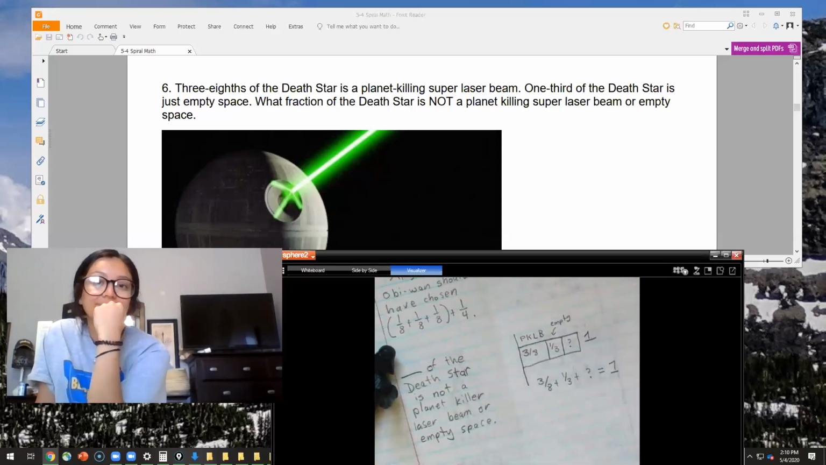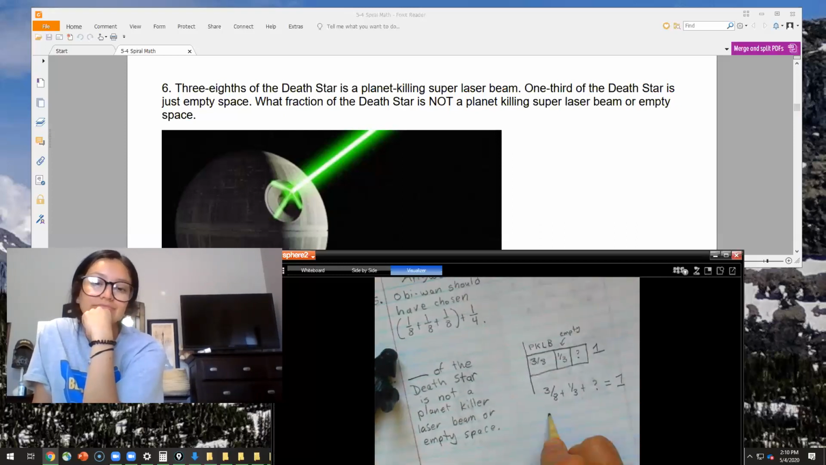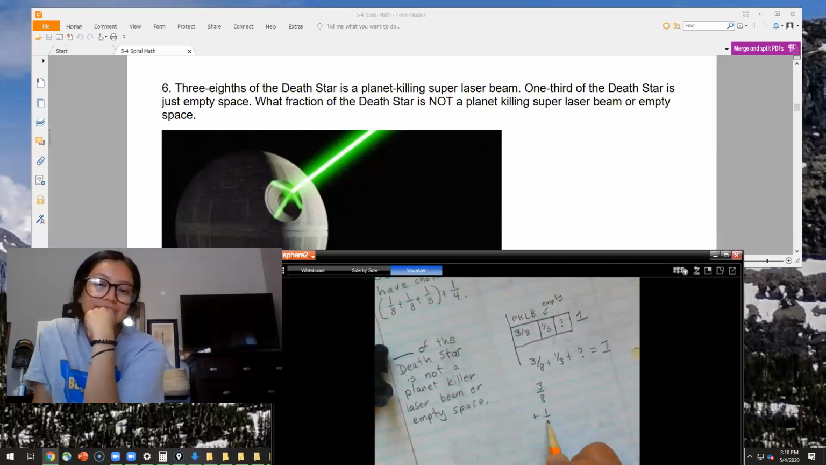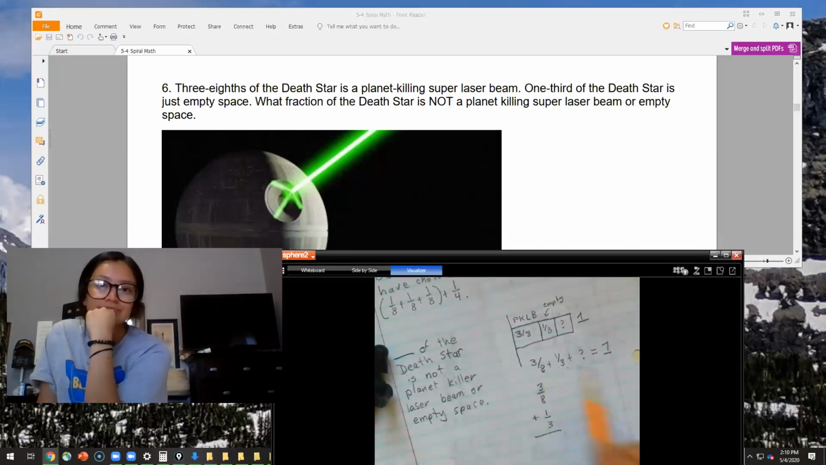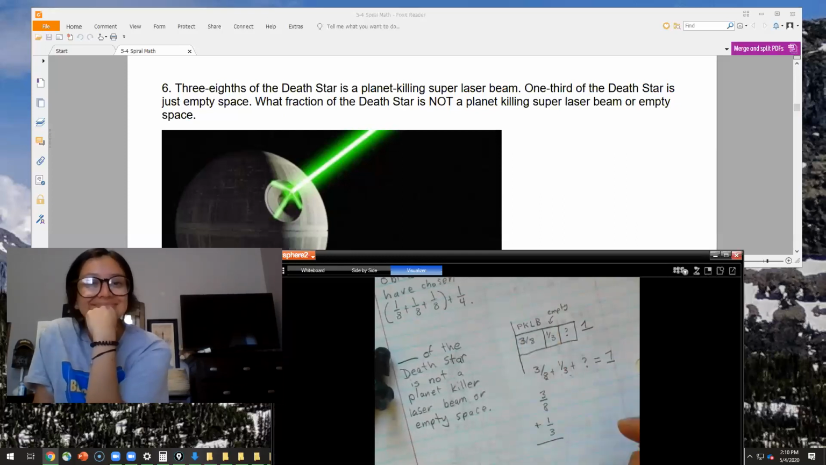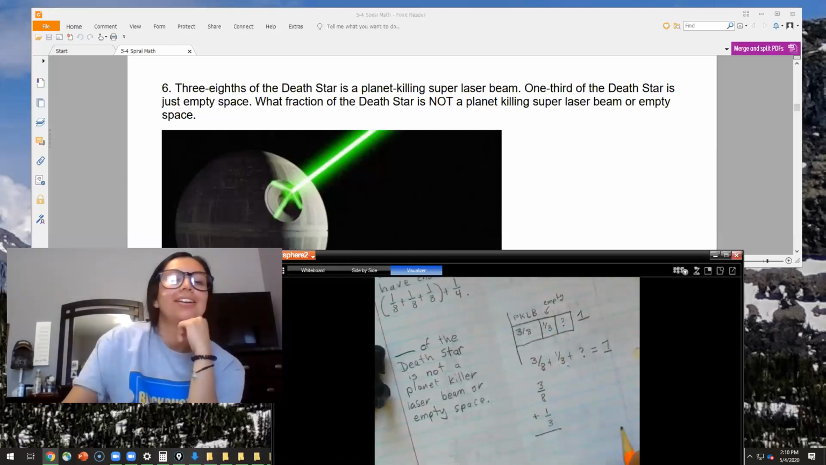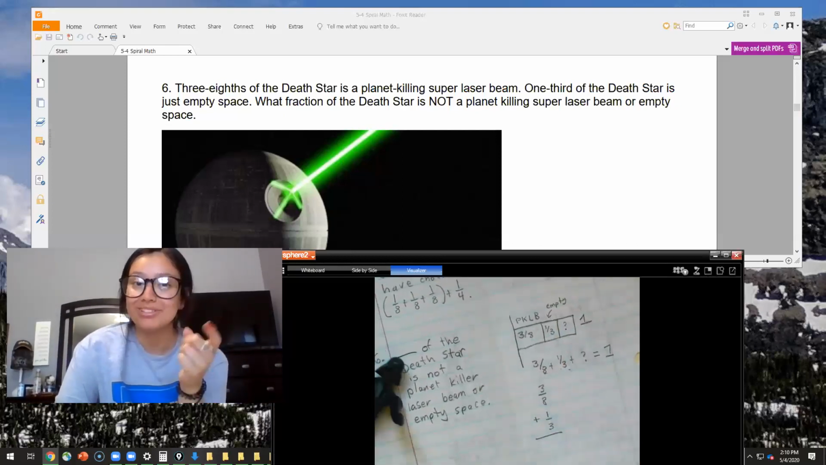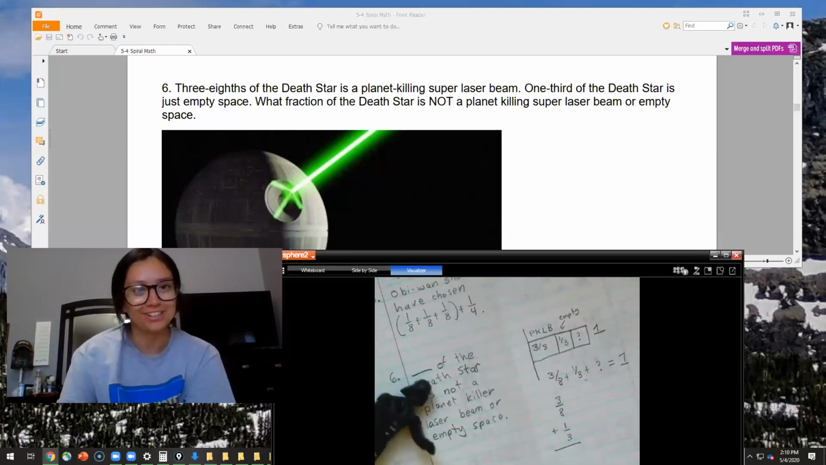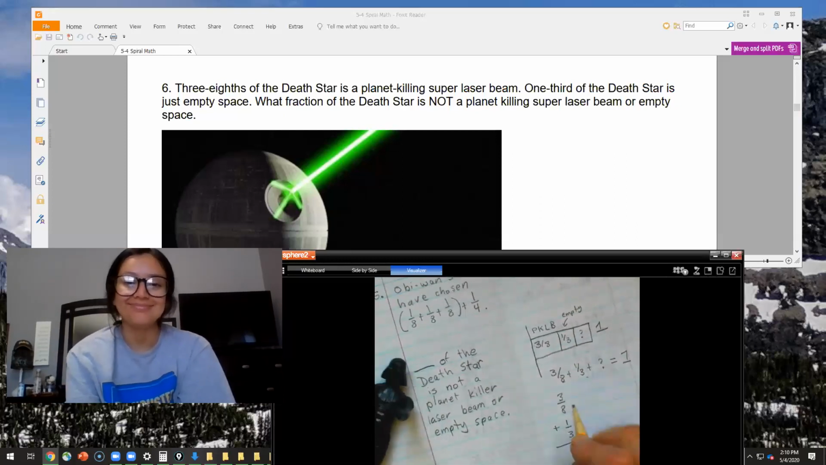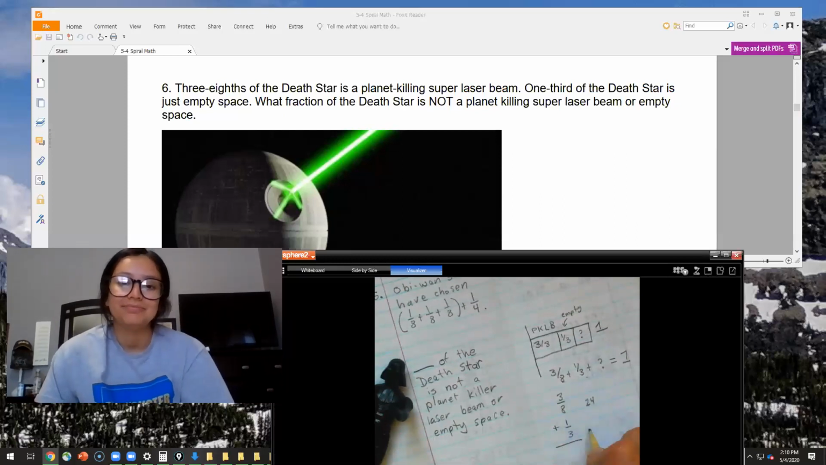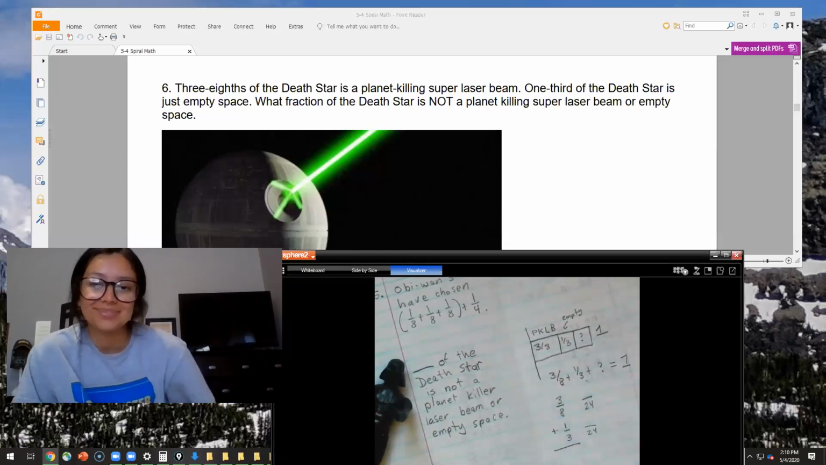So what I can do is add these up to see if we can find the total amount that is not empty space or planet killing laser beam. So Ms. Garcia, can we add these up? Some people would say yes, but you actually can't because the denominators are different. You're right. So let's see, our least common multiple, we're going to go with 24. All right. So what's going to happen next?